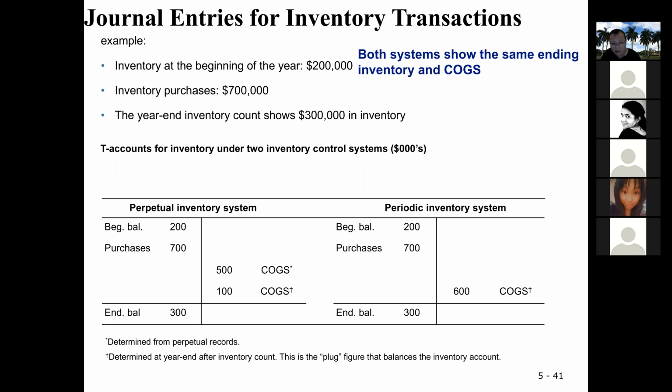If for the perpetual system it is updated as the year goes by, how come you are determining the cost of goods sold for the $100, which is a shrinkage as a result of theft?